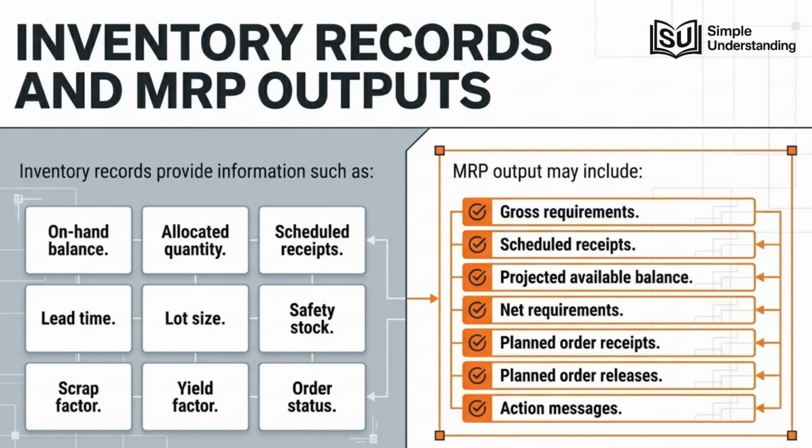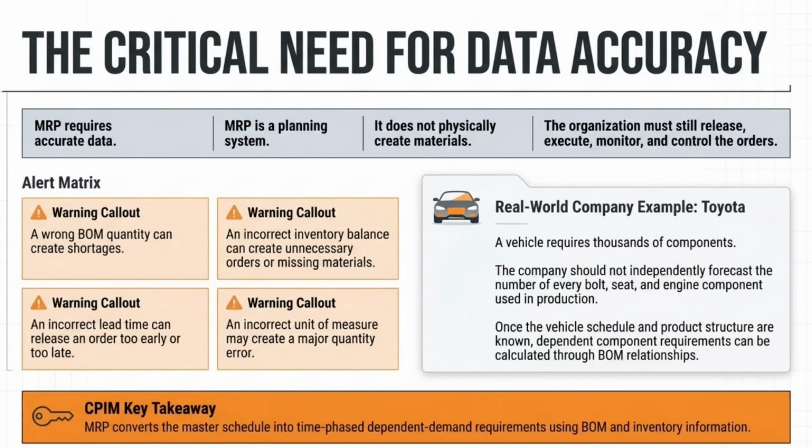Inventory records provide information such as on-hand balance, allocated quantity, scheduled receipts, lead time, lot size, scrap factor, yield factor, order status. MRP output may include gross requirements, scheduled receipts, projected available balance, net requirements, planned order receipts, planned order releases, action messages. MRP requires accurate data.